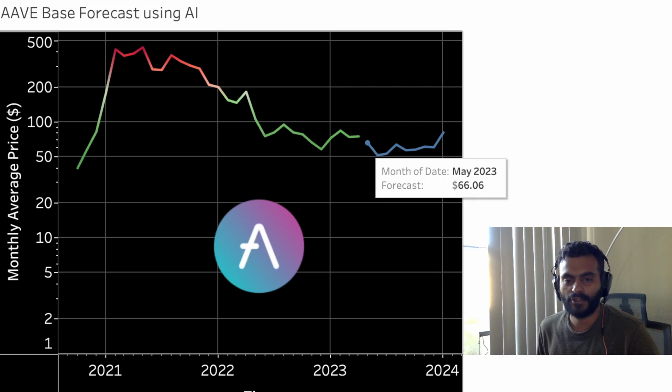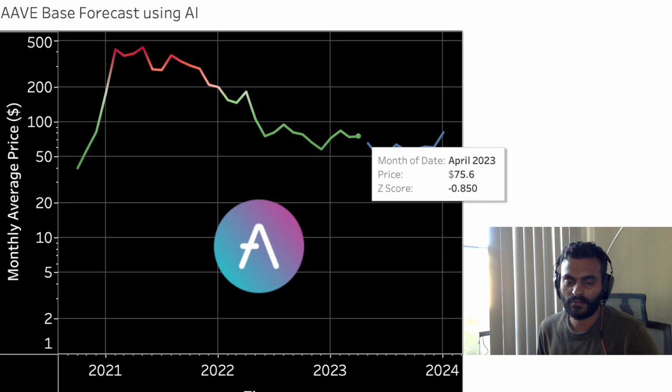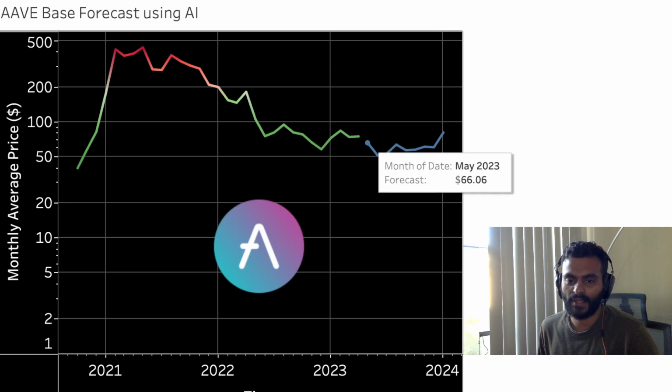So let's go to the actual forecast for this token in the month of May of 2023. The forecasted value is 66 US dollars, and let's compare what the direction is compared to the last full month close or full month average that we have access to. So April was 75, whereas May is 66.